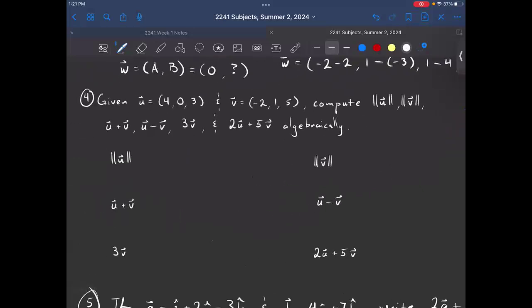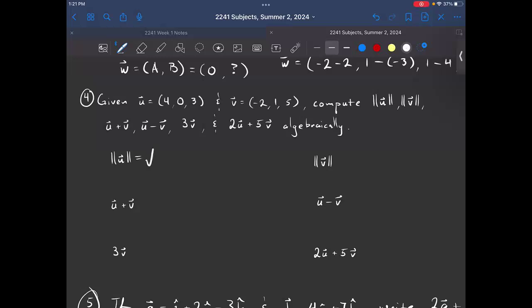Next, problem 4. Let's say we're given two vectors, u with coordinates 4, 0, 3, and v with coordinates minus 2, 1, 5, and we want to compute 6 things now. So we're getting a little bit more intense. We want the norms of each and some sums and differences, maybe some scalar multiples as well.